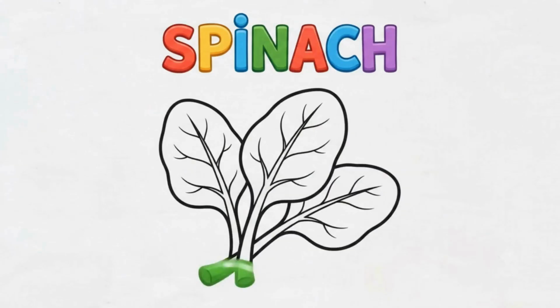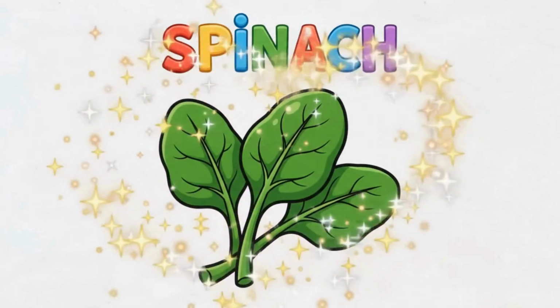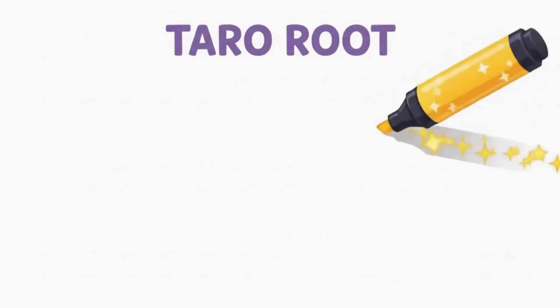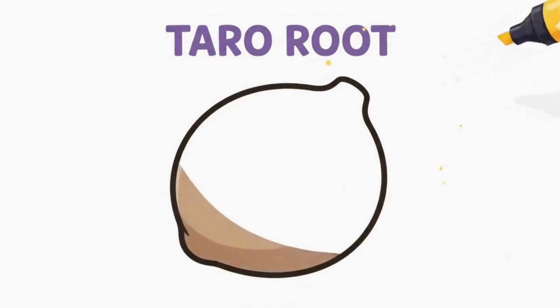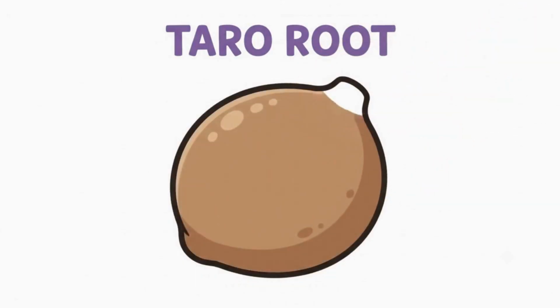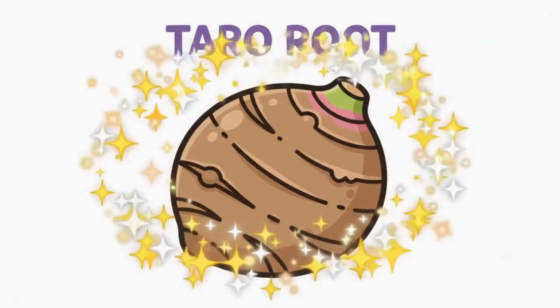Spinach. Spinach is green in color. Taro root. Taro root is brown in color.